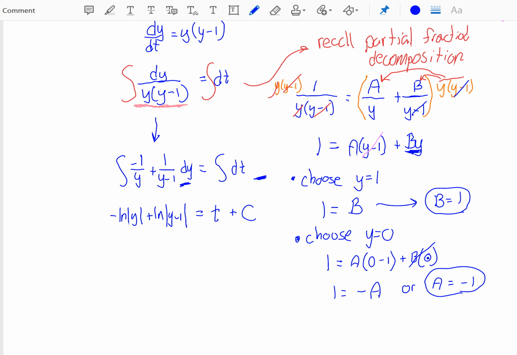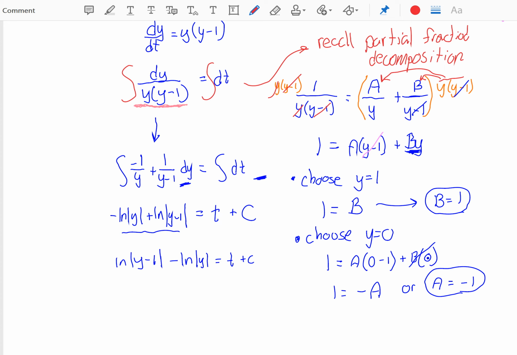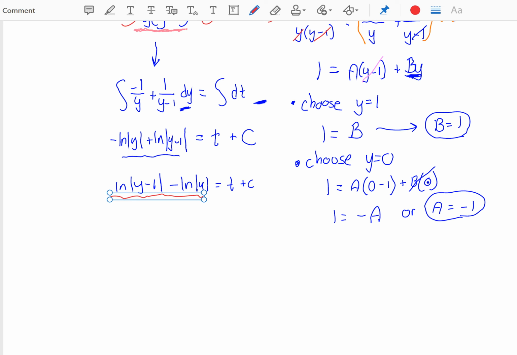Now, to make this more familiar to us, I'm going to change the order of how I write this left-hand side. I want to write this as natural log of the absolute value of y minus 1 minus the natural log of the absolute value of y equals t plus c. And the only reason I'm doing this is because I want us to recognize how to simplify the left side. Written this way, we see it as the difference of two logarithms.